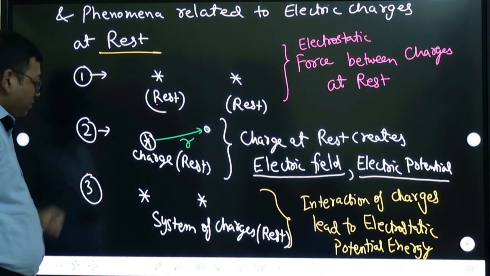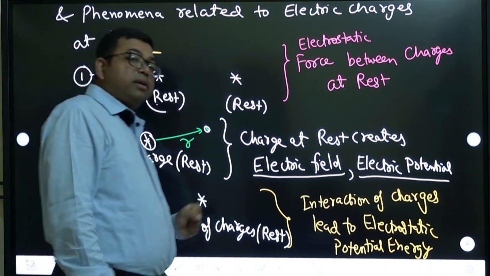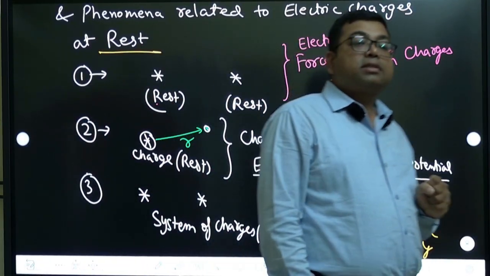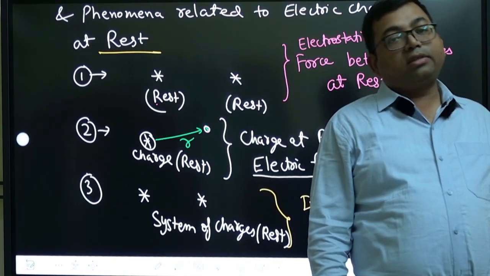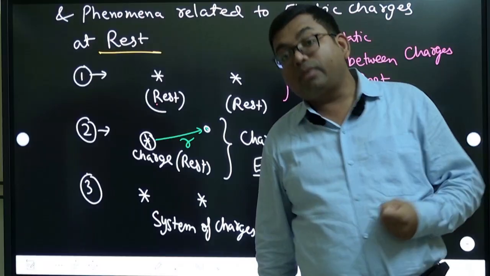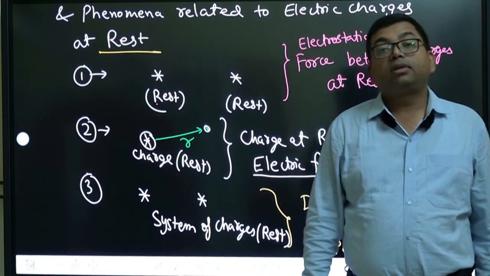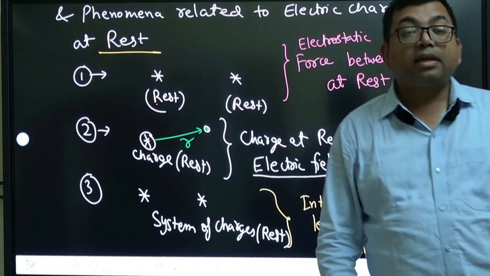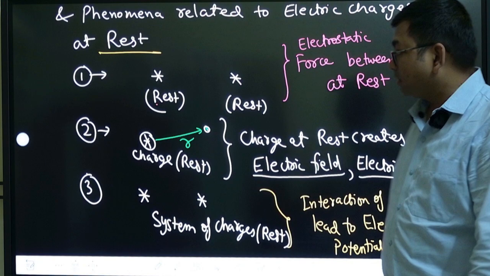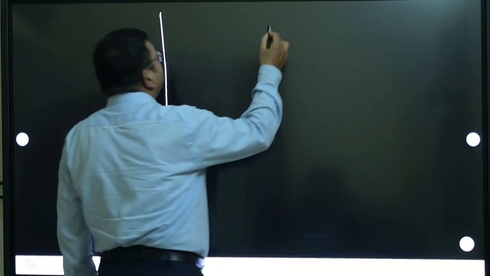Now here is a very important thing to note: why do only electric charges at rest produce an electric field? Suppose a charge is moving, will it also produce an electric field, or will something else happen? Let us try to understand that point in a little more detail. So there can be three cases.